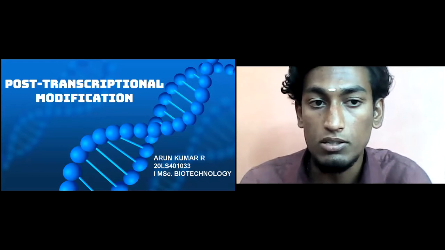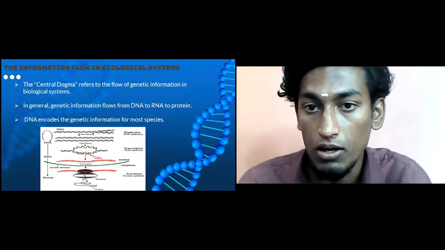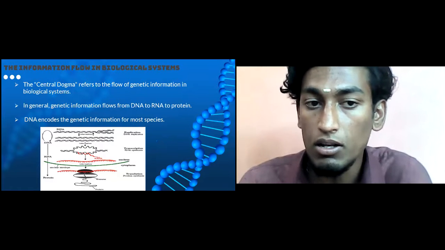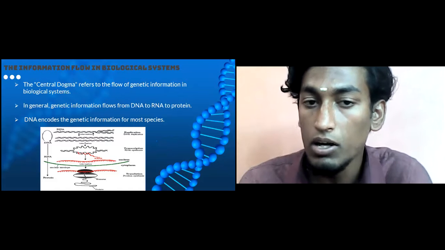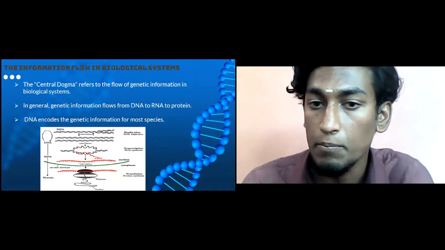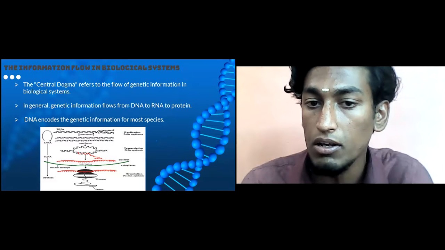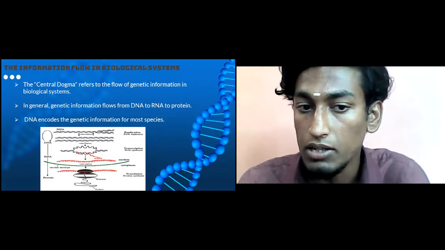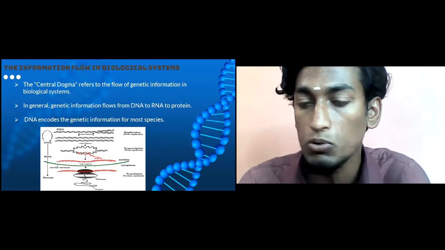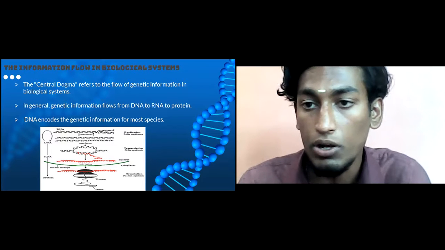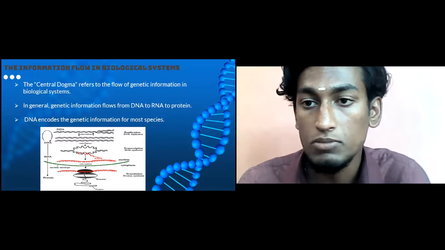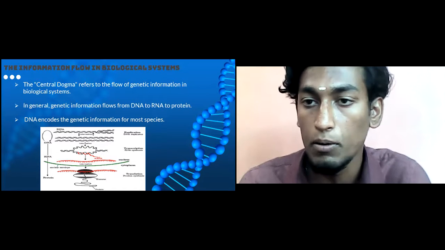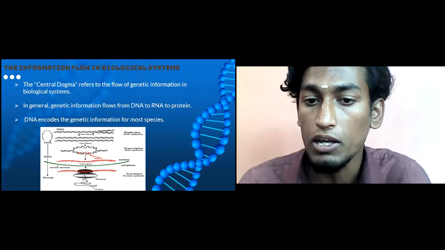Let me give a small introduction about the information flow in biological systems. The central dogma refers to the flow of genetic information in biological systems, from DNA to RNA and to a protein. DNA encodes genetic information in most species, especially eukaryotic species. RNA is most common in species like microorganisms and small prokaryotes, and DNA is most common in eukaryotic organisms.